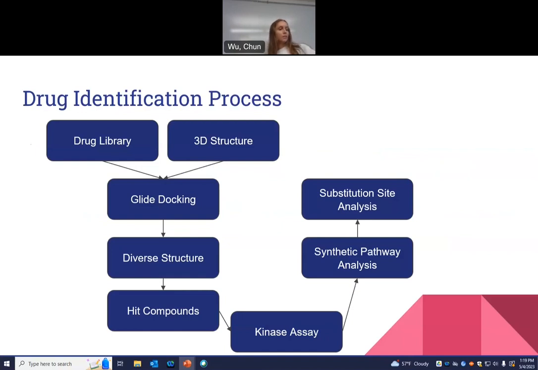And then the kinase assay, the synthetic pathway analysis, and the substitution site analysis are what we did towards the end. In wet lab, we did the assay part, and then in dry lab, the pathway analysis, determining how it binds. That was the docking site and everything, and determining from there the docking scores, the IC50s, and so on.